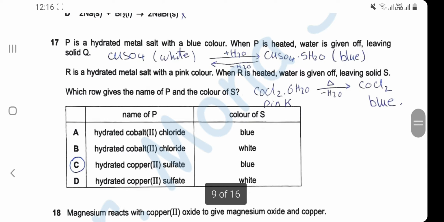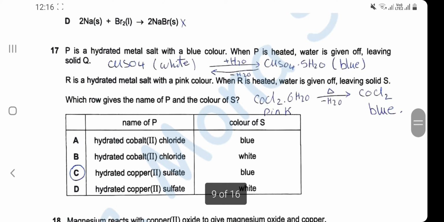Here, P is a hydrated metal salt with a blue color. When P is heated, water is given off, leaving solid Q. Here we know that the blue solid is copper sulfate pentahydrate, which is the blue solid. When it is heated, it loses the water and converts to copper sulfate, a white solid, unhydrated. So we have the hydrated copper sulfate, which is blue. When heated, it will convert to solid Q, which is white.